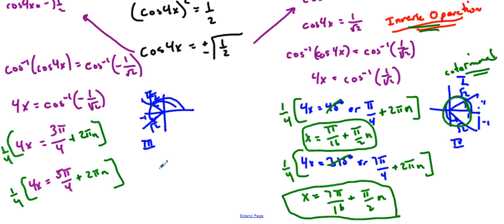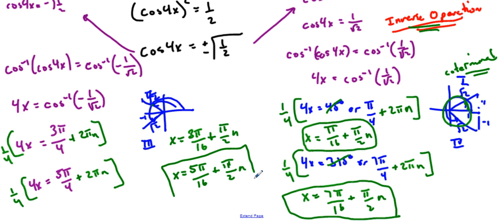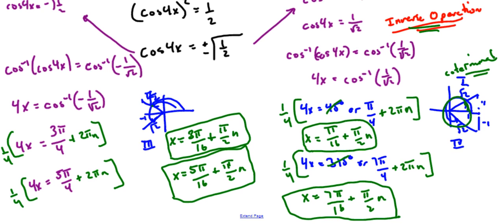So what are our final answers? Well, we have x is going to equal 3 pi over 16 plus, once again, divide this by 4, pi over 2 n, and this one right here is going to be 5 pi over 16 plus, once again, divide by 4, pi over 2n. And right there, how many different solutions do we have? Well, 1, 2, 3, 4. 1 for the positive, 1 for the negative, and that is what we have.